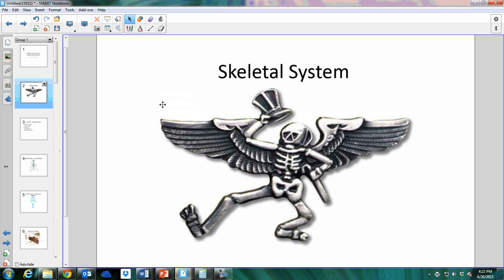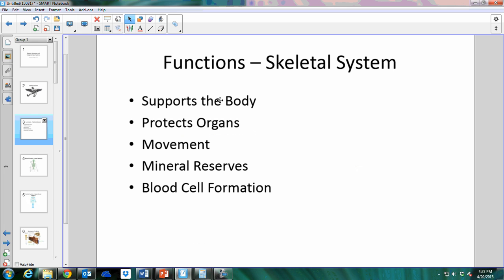The skeletal system is mostly comprised of your bones and the things that attach your bones to your muscles. Your skeletal system supports the body, holds it up. Protects the organs. Consider your rib cage and your skull and your sternum protecting your most important organs. Movement. Obviously, we don't move without our skeleton.